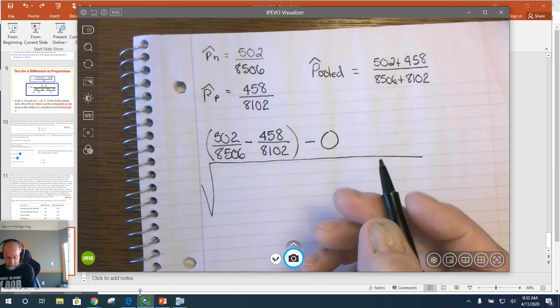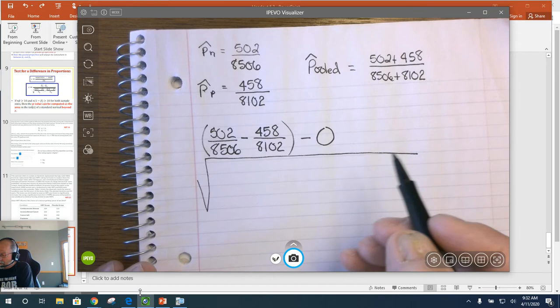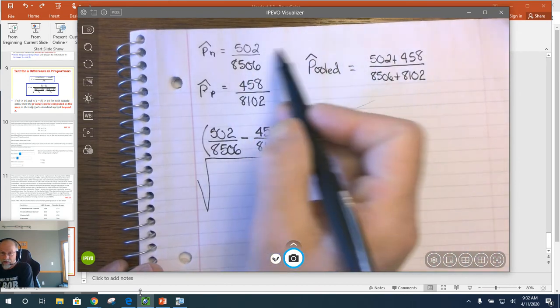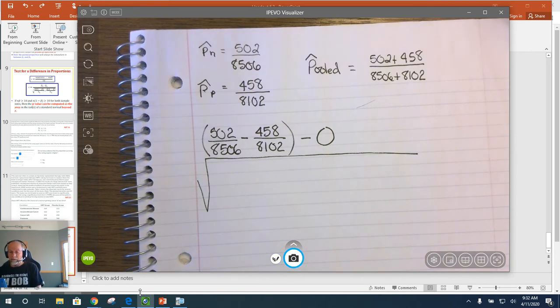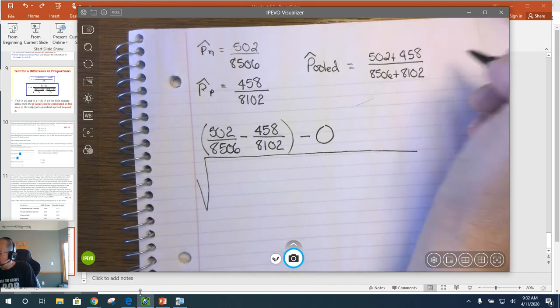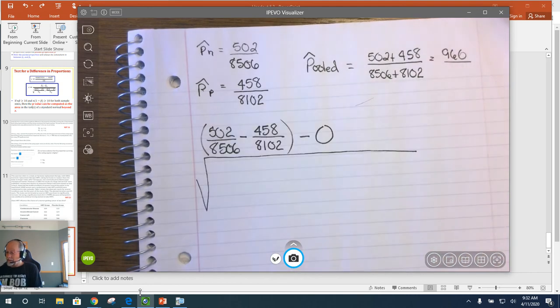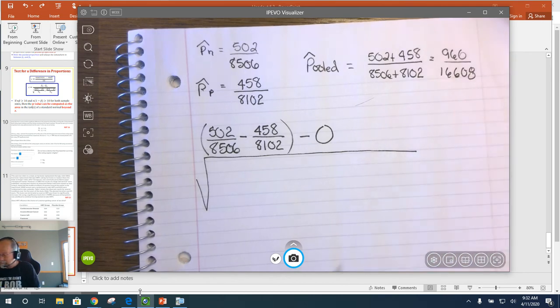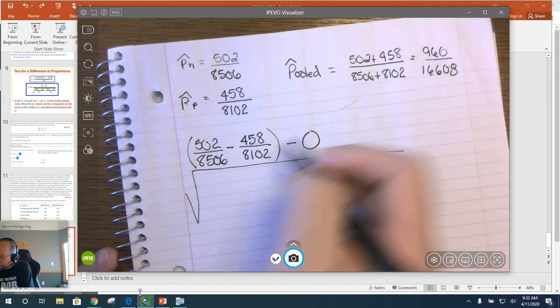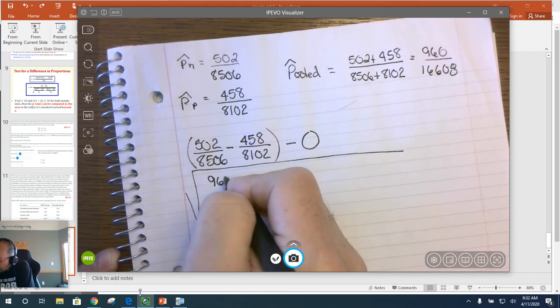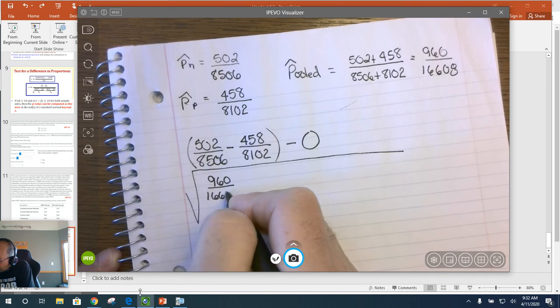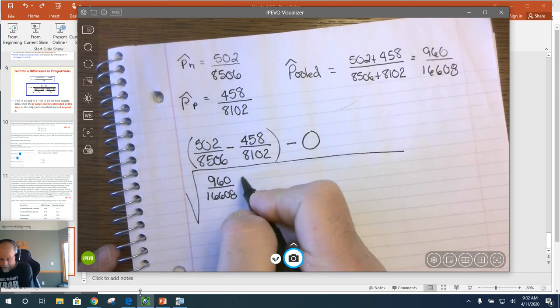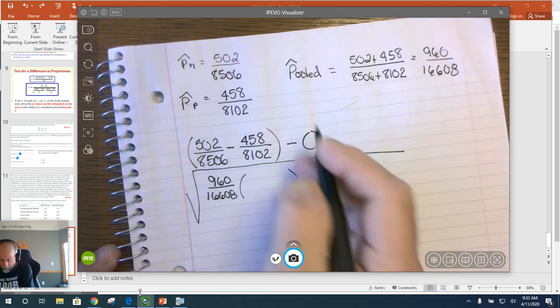this is going to look pretty rough. Divided by, I'm going to use all these fractions in here. So the first thing I'm going to do is add together this one up here and figure out what this is. 502 plus 458, that's 960. And 8506 plus 8102, that's 16608. Okay. So that fraction is going to be multiplied against 1 minus that fraction.